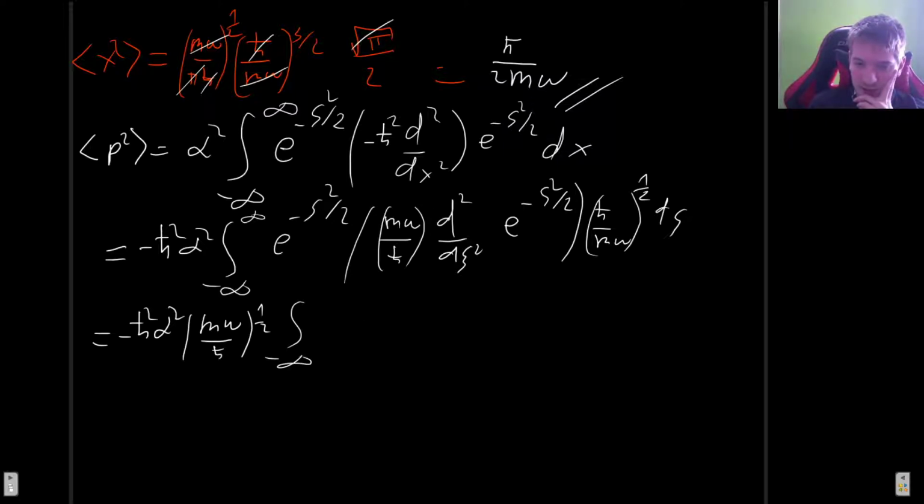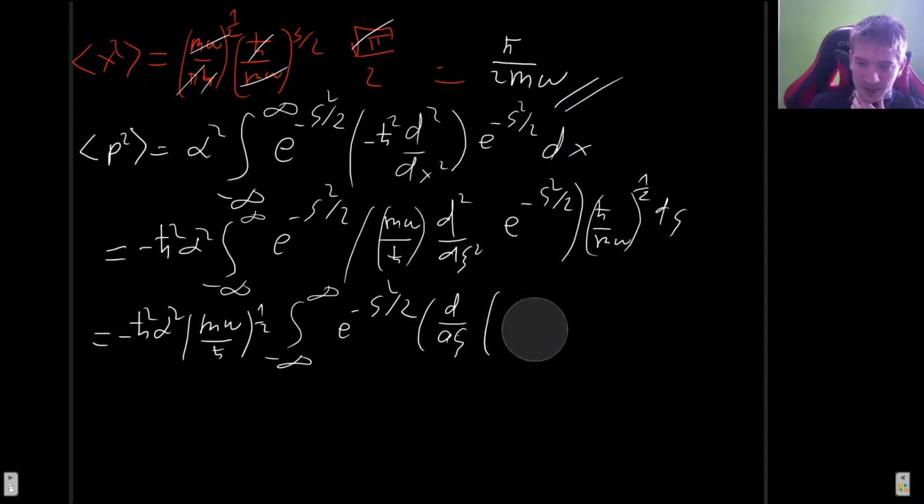Then we get the integral from minus infinity to infinity of e to the minus xi squared divided by 2. And now we have to derive. So let's derive one time. So we still have one of these derivatives here. When we derive this, we get this exponential times the derivative of its argument, so that's going to be minus 2 xi divided by 2. So we can just rewrite it as minus xi e to the minus xi squared divided by 2. And then we get this d xi.